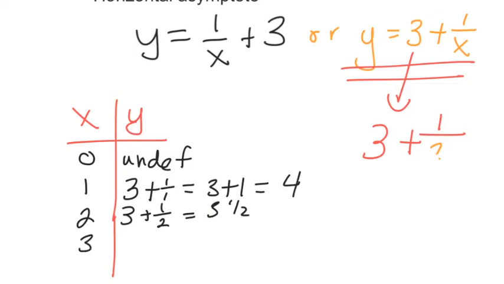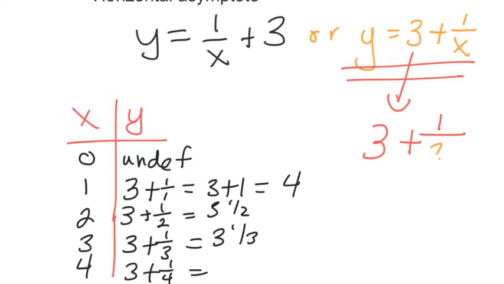When we sub in x equals 3, we start at 3, and then we add 1 over 3, so we get 3 1/3. When x is 4, we have 3, and we add 1 over 4, so now we have 3 1/4. And last time, if we put x as 5, we're going to have 3, and then we're going to add 1 over 5, and of course that leaves us with 3 1/5.